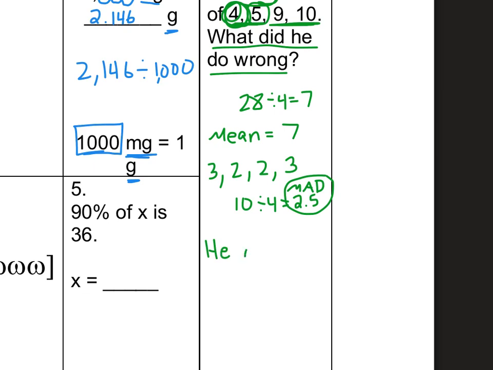All right, and now to answer the final question, what did he do wrong? He only calculated what? Yep, he only calculated the mean. He did not do the extra step of finding the mean absolute deviation.